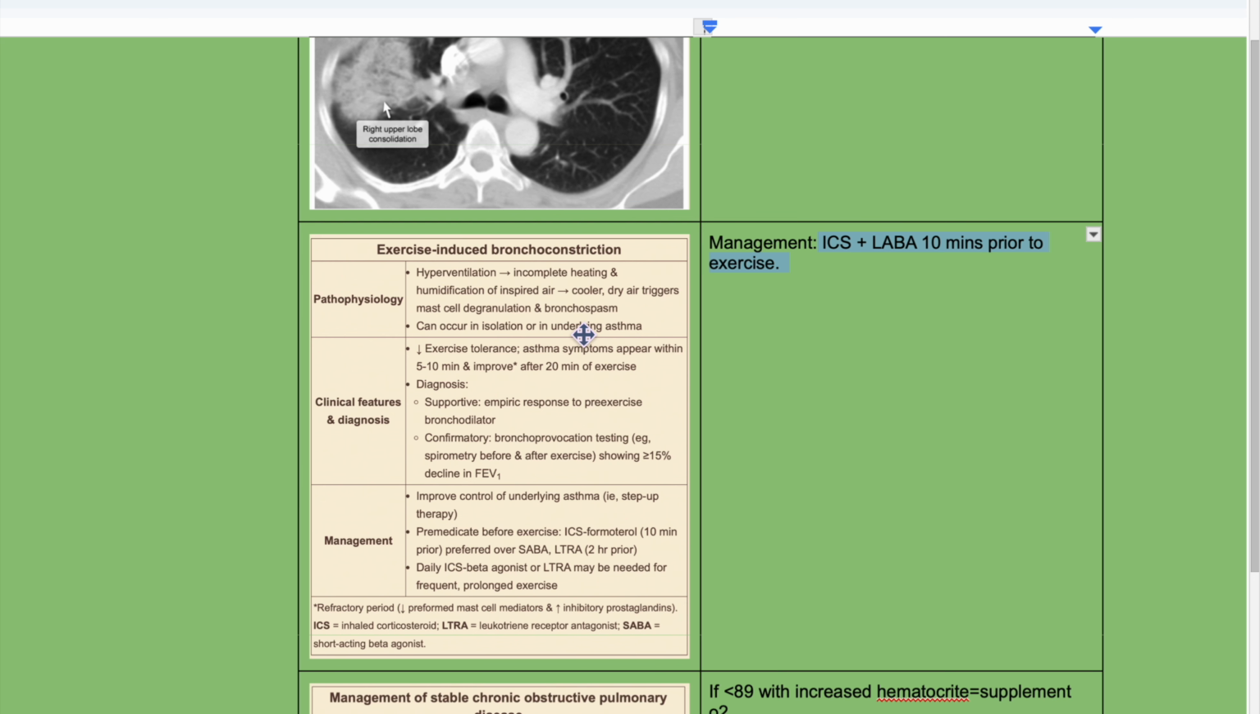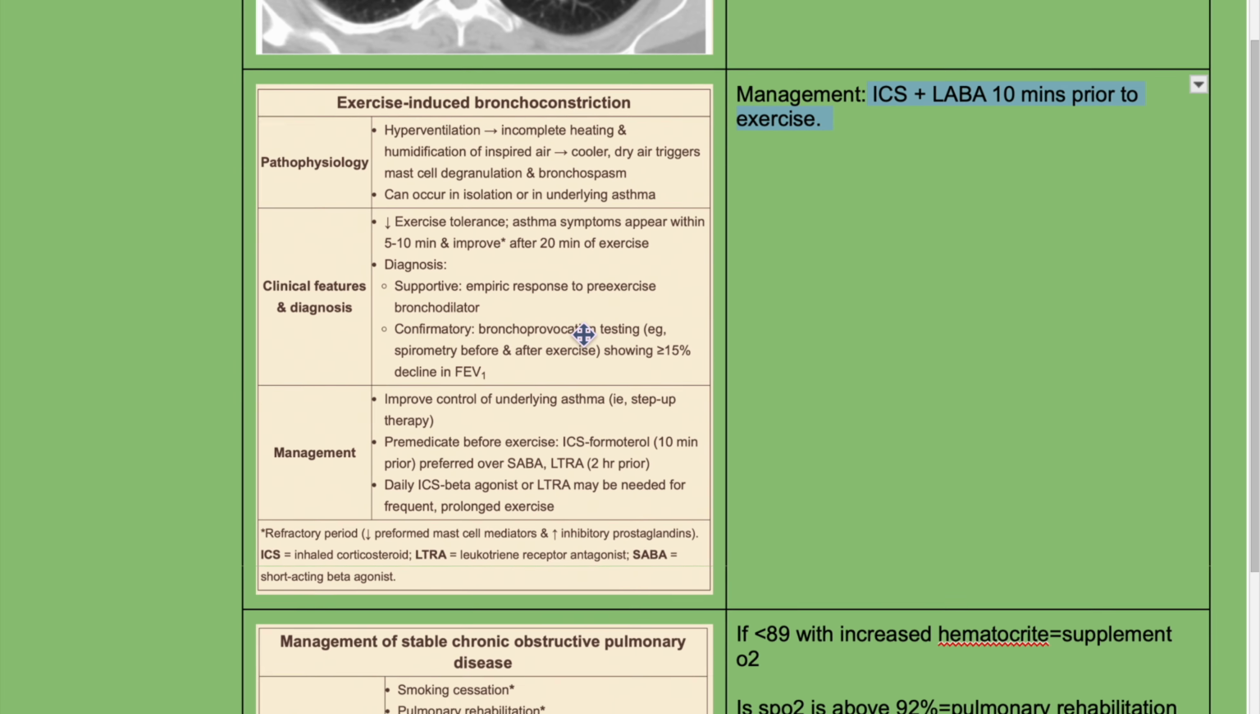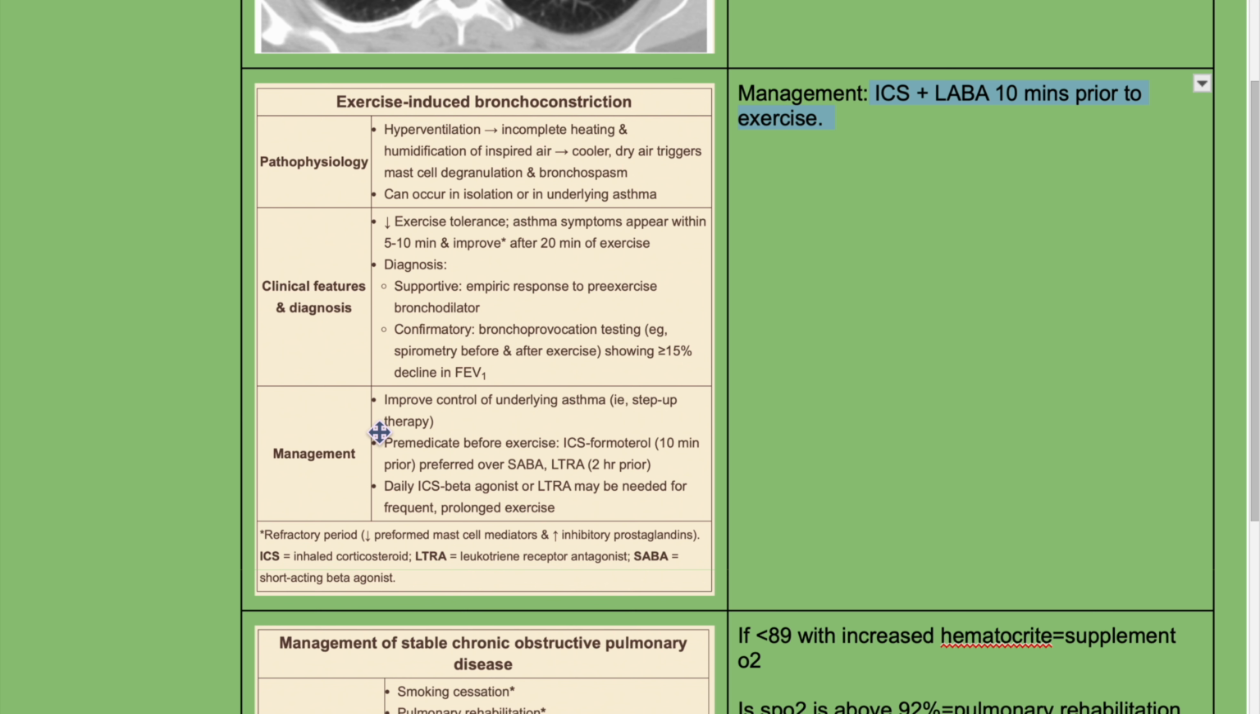I don't think we need to go into details, so I'm just going to go to management. Improve control of underlying asthma, that is step up therapy, pre-medicate before exercise. ICS-formoterol 10 minutes prior is preferred over SABA or LTRA, that is leukotriene receptor antagonist and short-acting beta agonist. Daily ICS, beta agonist, or LTRA may be needed for frequent prolonged exercises. So if they're training for something coming up, then you might as well give them a daily thing.